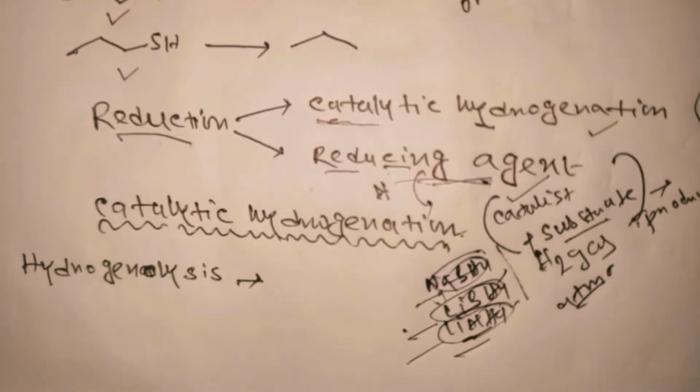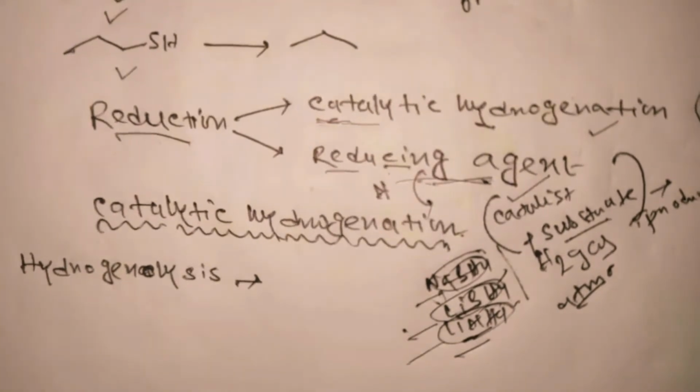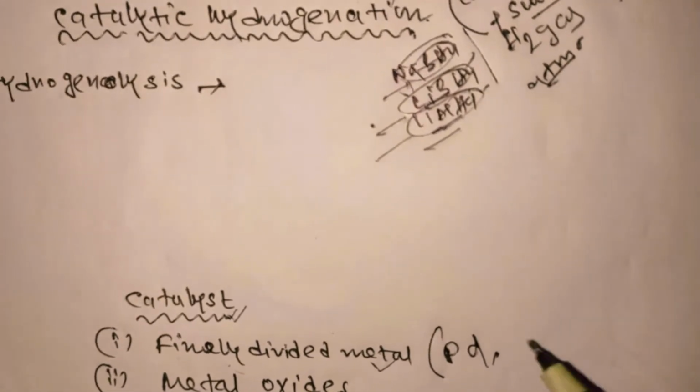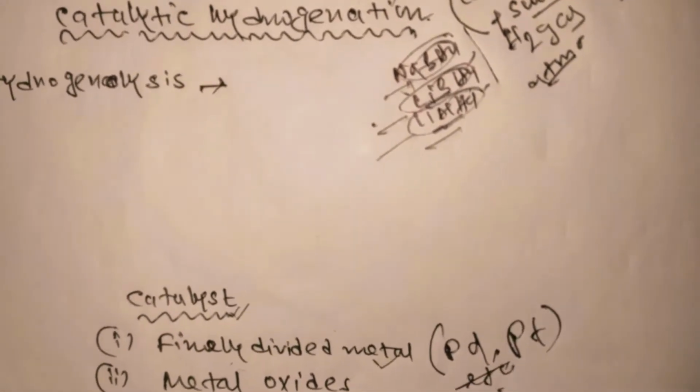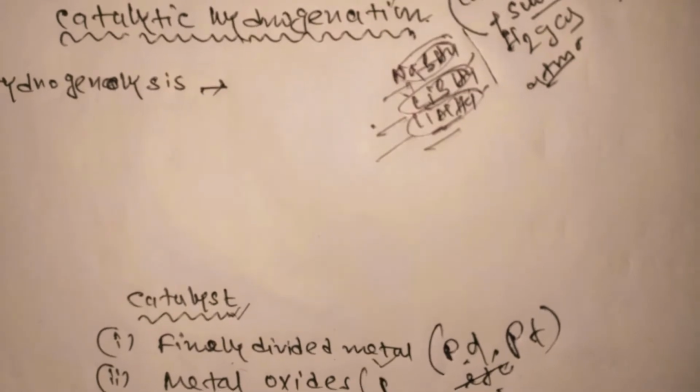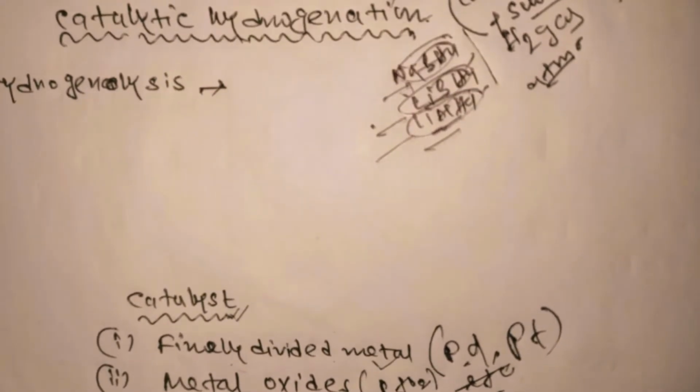There are various catalysts in reduction reactions. What kind of thing can we use as a catalyst? Finely divided metal is one thing which we can use as a catalyst, and another thing is metal oxide. What kind of metals do we generally use? Palladium, platinum, etc. And in many cases we use platinum oxide as a catalyst. So this is a metal oxide kind of catalyst.